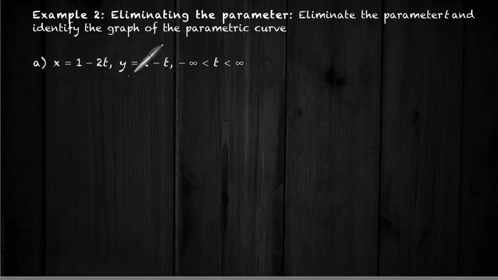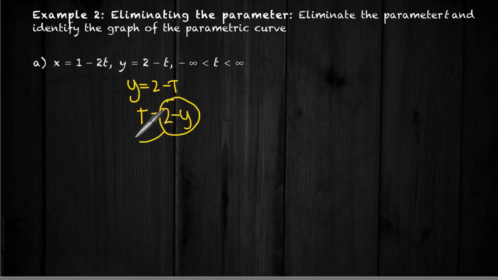So what you want to do is identify which of these two equations is the easier one to solve for t. In this case, it looks like it's the second one, so y equals 2 minus t. So you switch things around and you get t is equal to 2 minus y. And so now you're going to take this 2 minus y and plug it into the other equation for t. So let's go ahead and do that.